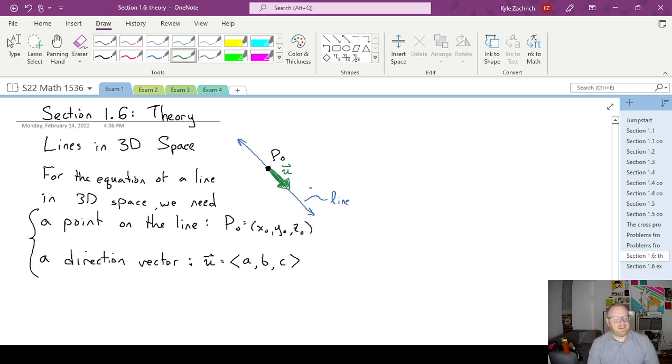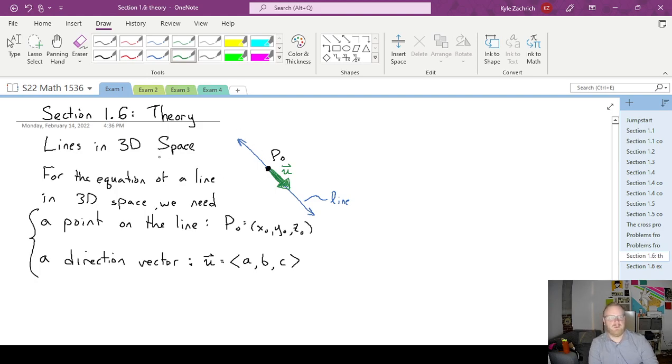So just like planes can have a lot of different normal vectors and a lot of different points on the plane, this line can have a lot of different points on the line, so any point on the line, and then any direction vector, as long as it's pointed in the same direction as that line there.